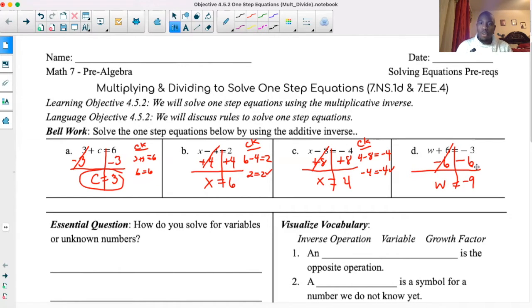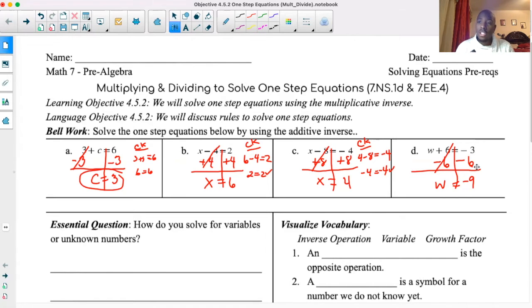Today, we're going to talk about multiplying and dividing to solve one-step equations. We're going to solve one-step equations using something called the multiplicative inverse, and we're going to discuss the rules to solve these one-step equations. Similar to what you did in the bell work, you use the inverse operations, right? The word inverse means opposite, right? So we're going to use the opposite operations to be able to solve.